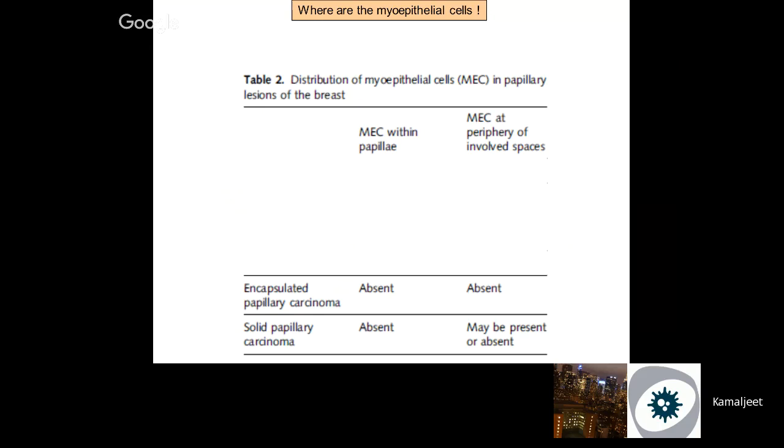And one thing which I forgot to mention is, both these tumors you see in postmenopausal women in their 60s and 70s. So if you're making a diagnosis of SPC or EPC in a 40-year-old on the boards, just back off and think maybe it's papilloma with DCIS.